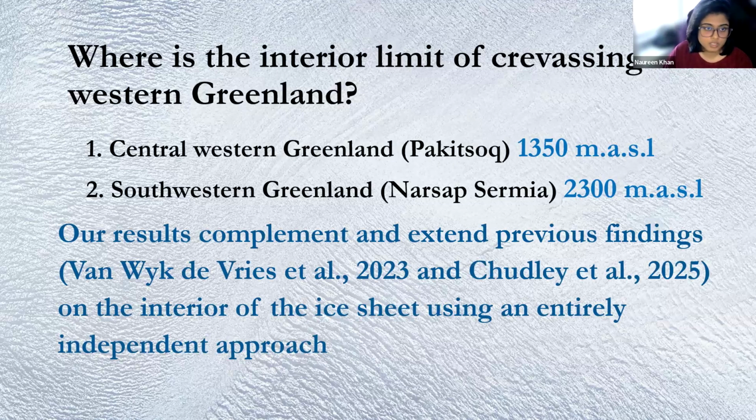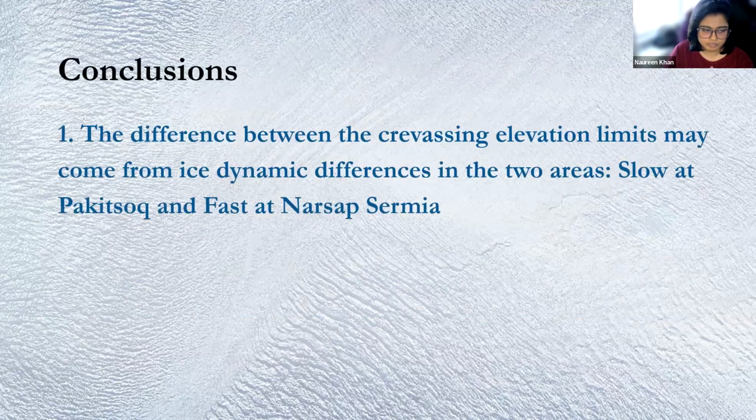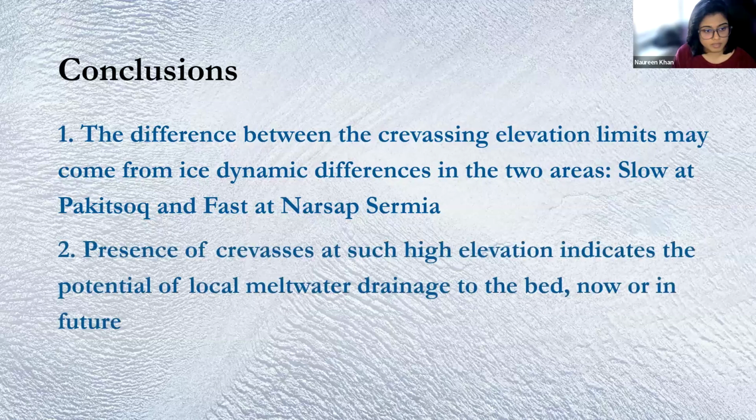So thinking back to the results, why is there this massive difference between the elevation limits? It's likely because of the difference between the ice dynamics of these two areas, where Pakitsoq is a very slow-moving area and Narsap Sermia is a very fast-flowing glacier. And then finally, the presence of crevasses at such a high elevation indicates the potential for local meltwater drainage to the bed seasonally, now or in the future.